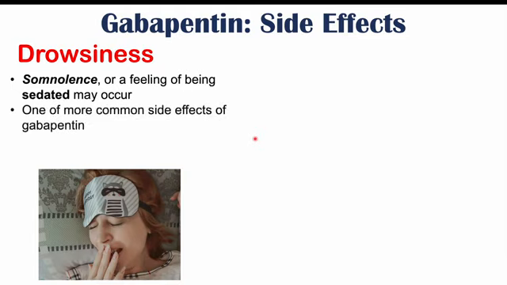So one of the most common side effects of gabapentin use is drowsiness. We can see drowsiness, or what we would call somnolence, being very, very tired, or a feeling of being sedated, may occur with gabapentin use. This is one of the more common side effects of gabapentin, and it occurs in up to 20% of gabapentin users, so a very common side effect.